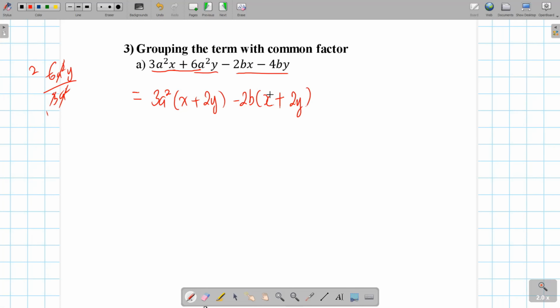Alright, so class, when we have this kind of questions, we must come to this step where you can see the first bracket and the second bracket are the same. So now what we need to do is take this one outside the bracket and group it in another bracket, and for the x plus 2y, we put it in a bracket, and we are done with the factorization. Very simple.